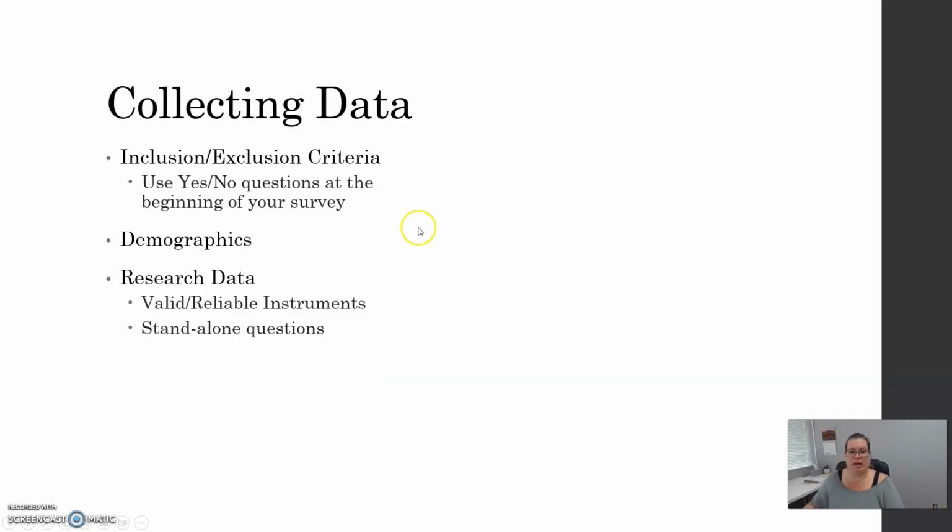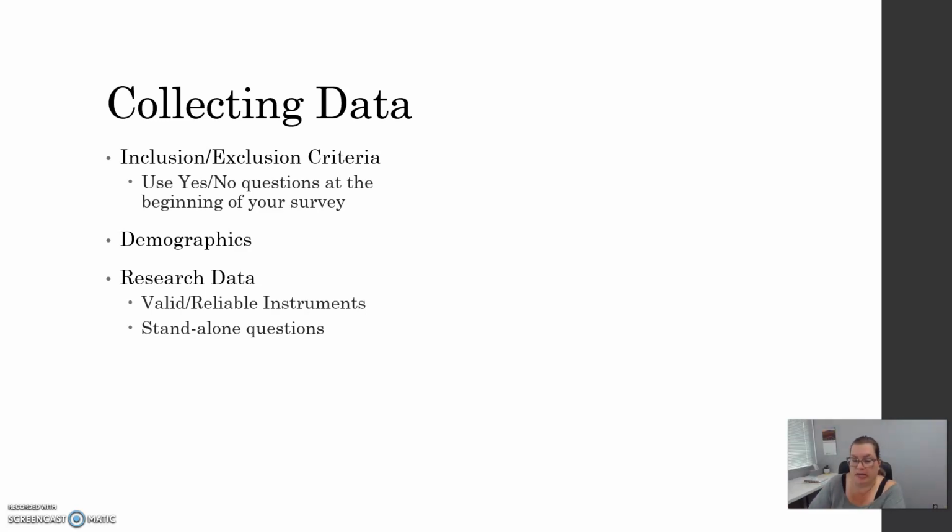But you also want to think about how you're going to collect your data. And I'm expanding a little bit beyond just the variables. I'm thinking about things like your inclusion and exclusion criteria. How are you going to determine that people meet the inclusion criteria for your study? And one of the things that I recommend is using yes/no questions at the beginning of your survey before the respondents get to the informed consent. Have them answer a series of yes/no questions.